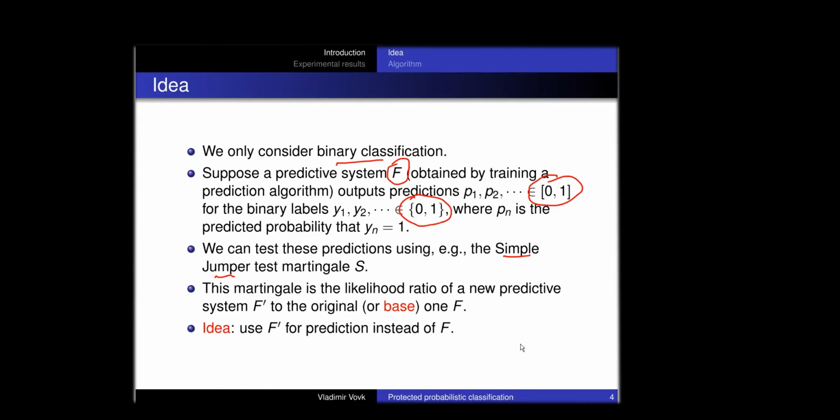A martingale is a likelihood ratio. So it's F prime divided by F, for our null hypothesis F and some alternative F prime. So the idea is just to use this F prime for prediction. And it will be better than F, at least in the sense of log loss function. If S is successful, if S is much greater than 1, then F prime will be much better than F in the sense of some popular loss function, the log loss function.